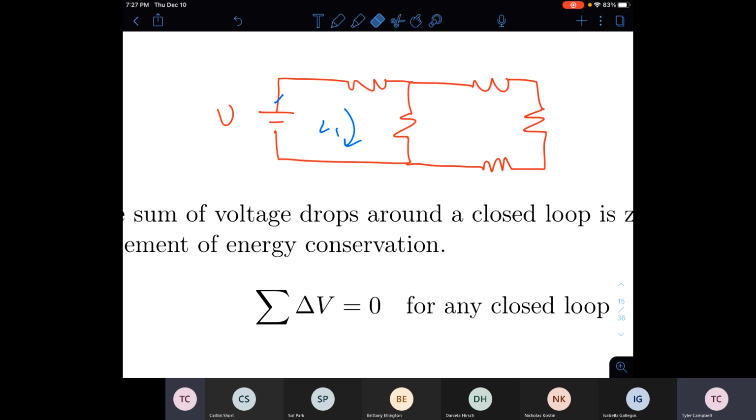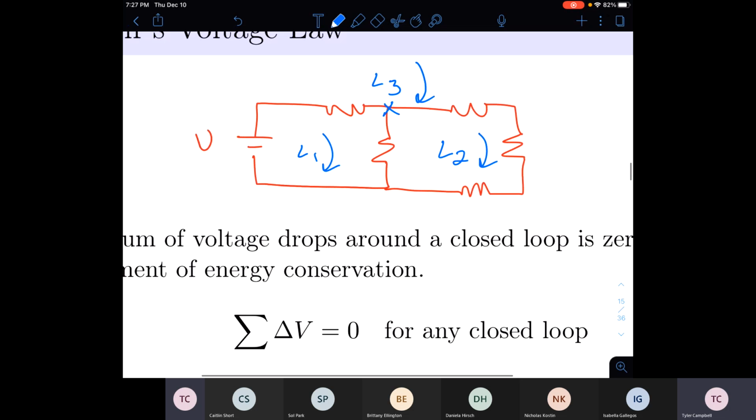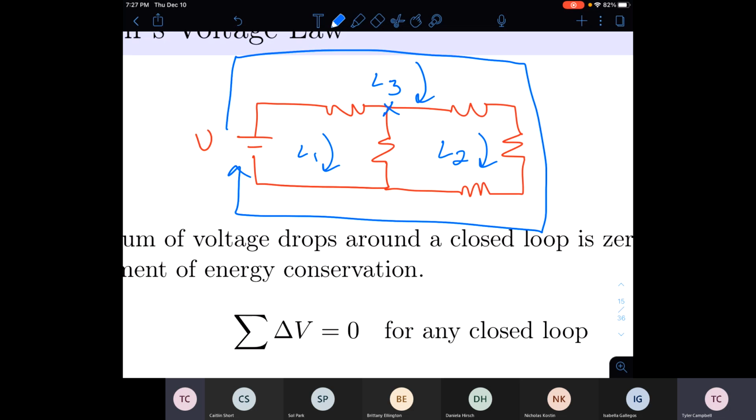Then I could do the same thing on the other side. Let's say I start here, go around the outside, and go straight back up. That could be a second loop. And the third and final loop would be around the entire thing. We'll call this L3. I could start at the battery, go all the way around the outside, and come back up.